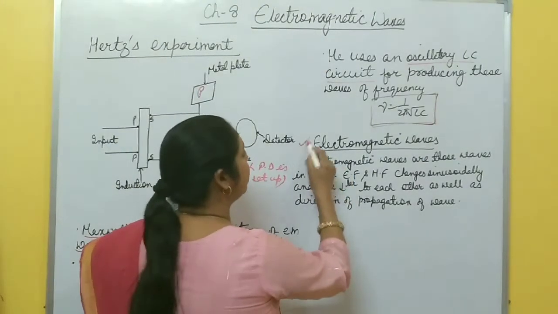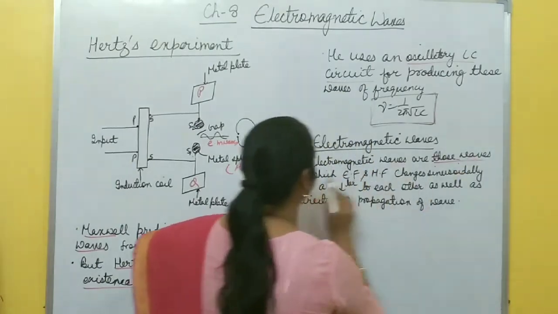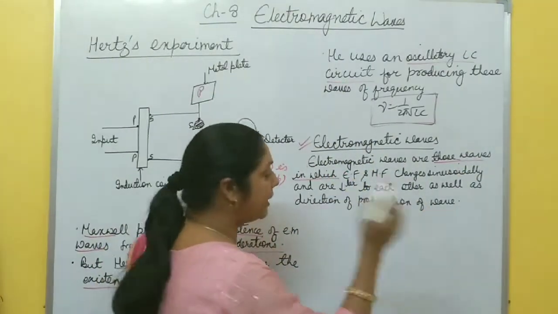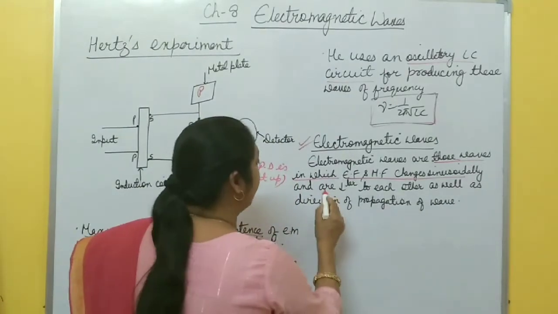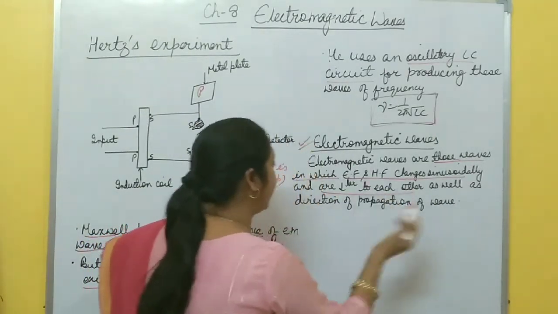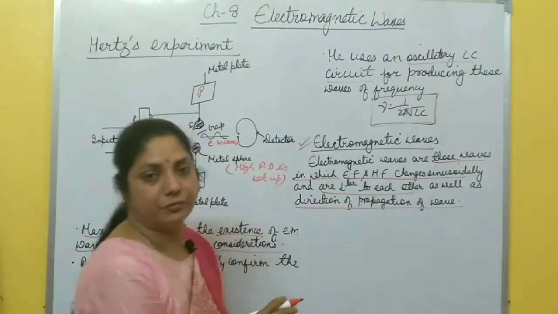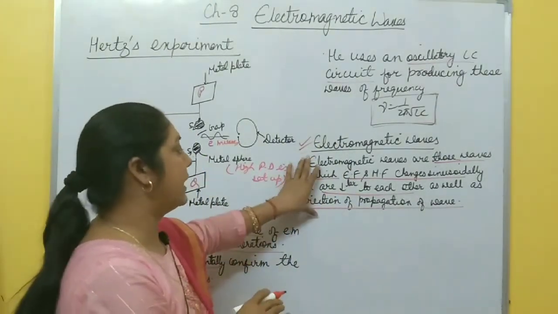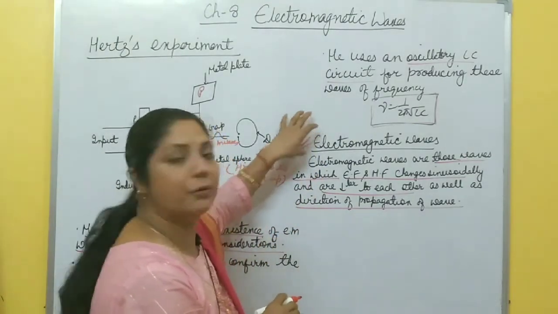Now, you can define electromagnetic waves in this way. Electromagnetic waves are those waves in which electric field and magnetic field change sinusoidally with time, and both are perpendicular to each other as well as perpendicular to the direction of propagation of the wave, right? This is electromagnetic waves. Now, how do you represent these electromagnetic waves?